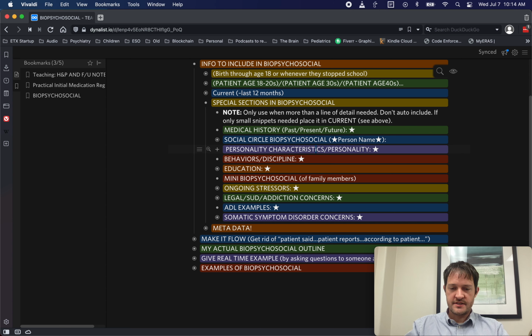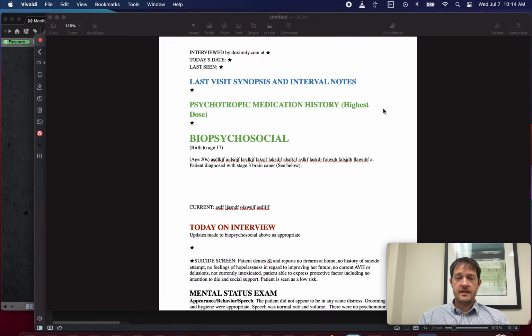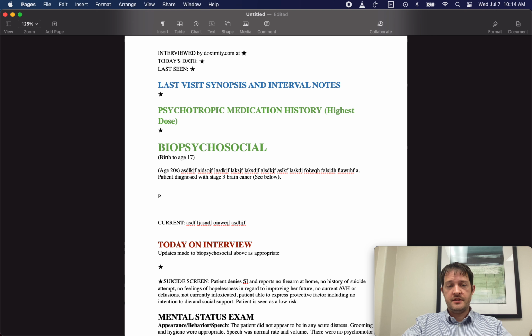Personality characteristics. You can be as psychological as you want in how you do things. I just put personality characteristics, super vague and non-official, because I don't really value the way it's often done. But if you really are into a particular way that psychology does things, this is your place to put it.